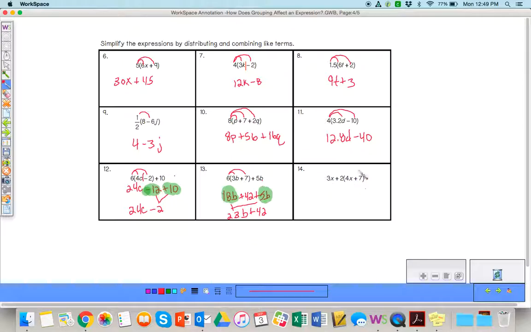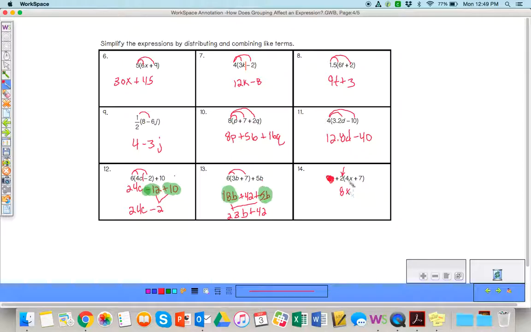Problems like this confuse people also, okay? So the number that we distribute is the number that is touching that parentheses. It's the one right next to the parentheses. So this 3x, that's extra for right now. We're covering that up just for right now. So we're going to do 2 times 4.